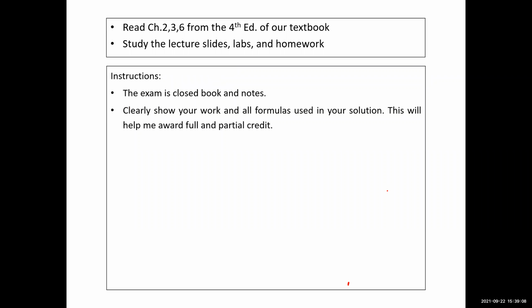In order to prepare for the exam, if you have the book, you can go through chapters 2, 3, 6 of the 4th edition. It's not necessary, but if you want to get more information, you can do that. But if you study the lectures, the lecture slides, the labs, and the homework assignments, you should be fine.